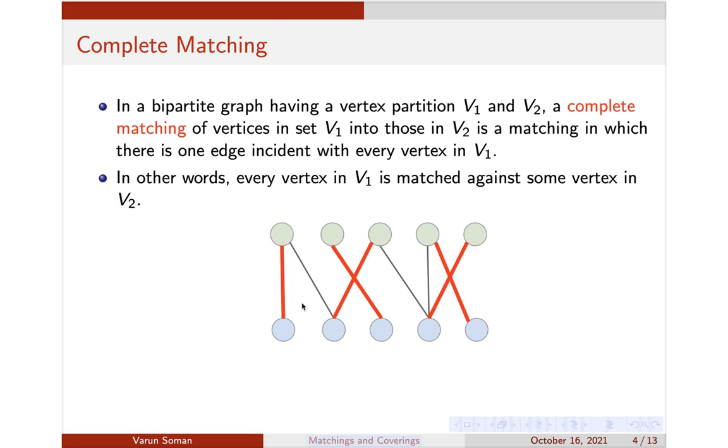So I hope it is clear what we mean by complete matching. Every vertex in V1 should be an endpoint of some edge in the matching. That is the meaning of complete. That means V1 has been completely matched, or all the people in V1 have been completely assigned.